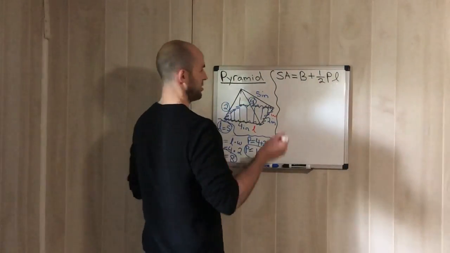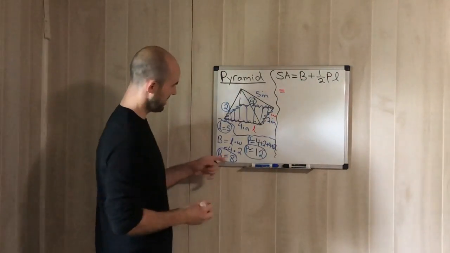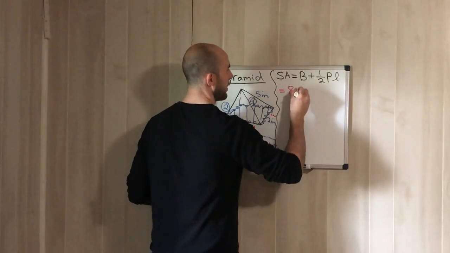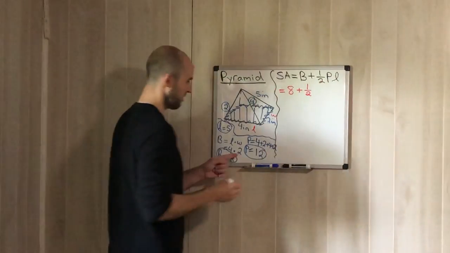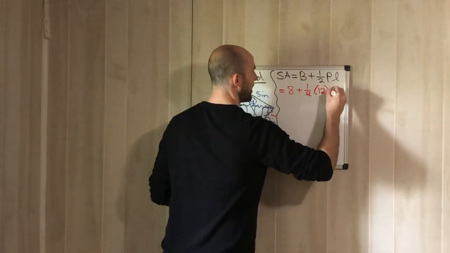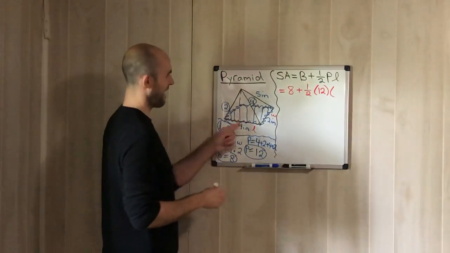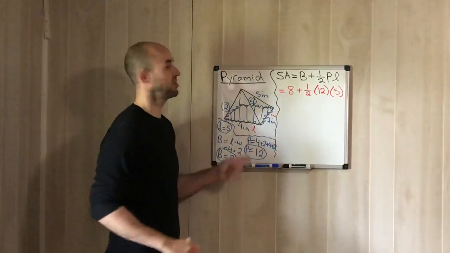So now, let's just substitute everything we know, right? We know that the base is 8, plus half. We know that the perimeter of the base is 12. So we have 12. And we know that the length is 5. Yeah, the length is 5. And all I did again, I just substituted terms.